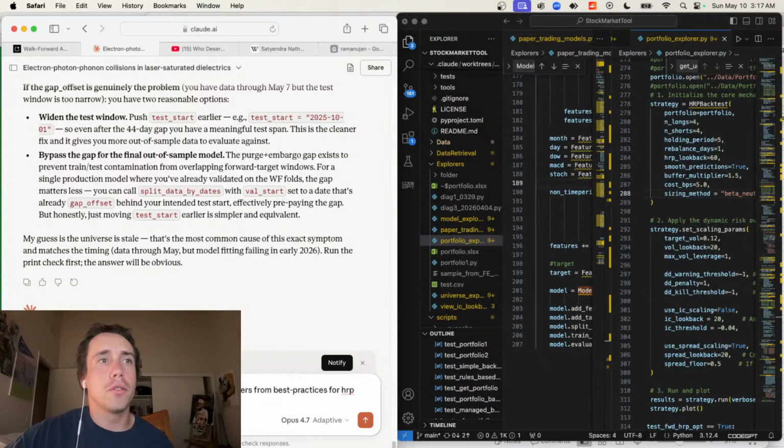I want to create a portfolio strategy which uses the parameters from best practices for HRP look back window. Okay, so prediction smoothing.